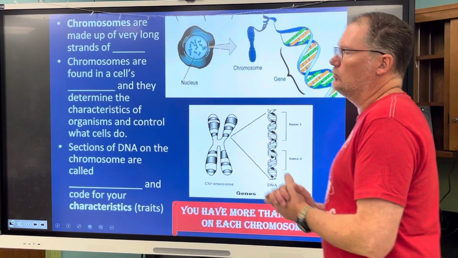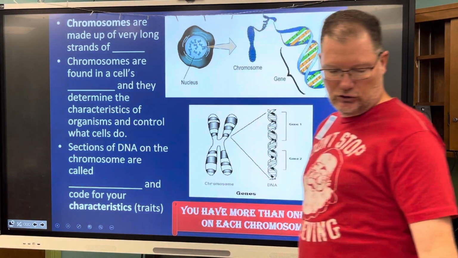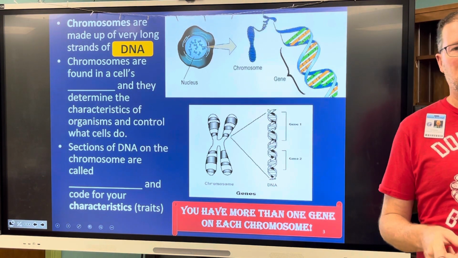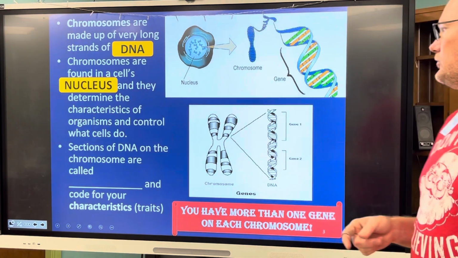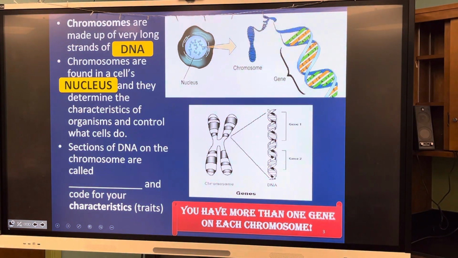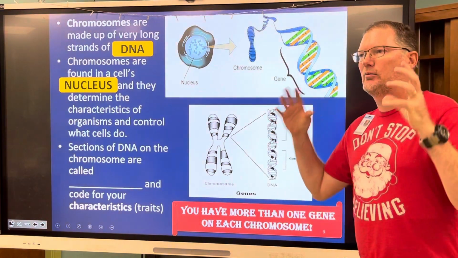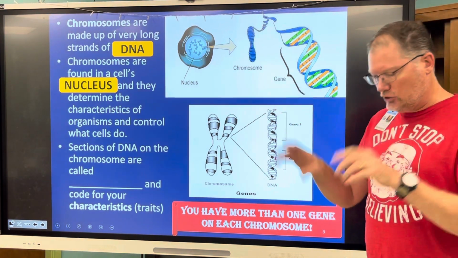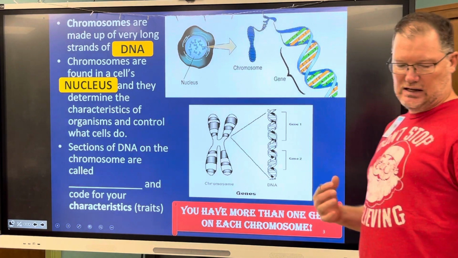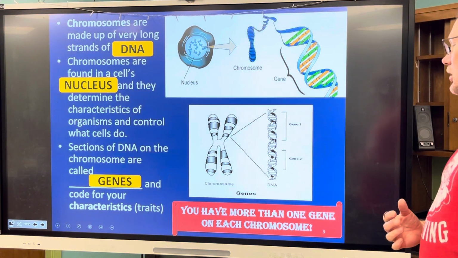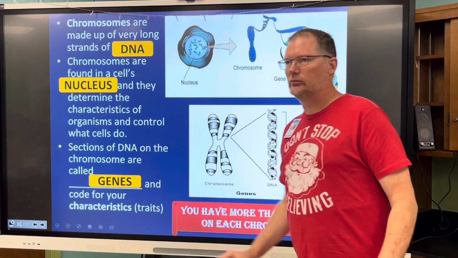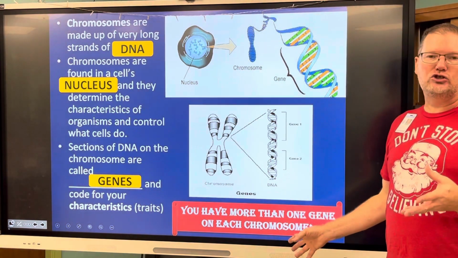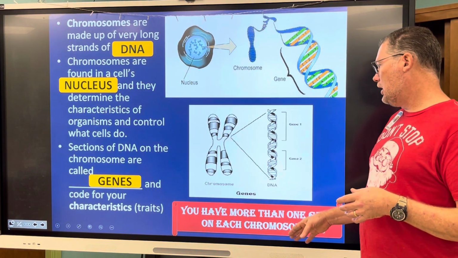So chromosomes, again, another review, made up of very long strands of DNA. Chromosomes are found in a cell's what? Yes, the nucleus. All right, and they determine the characteristics of organisms and control what the cells do. It's the brain of the cell, remember that. And the DNA is the blueprint that the brain uses to read. And they make proteins based upon what your genes are. The genes are on the chromosomes. And you have more than one gene on a chromosome. You have multiple genes, okay?